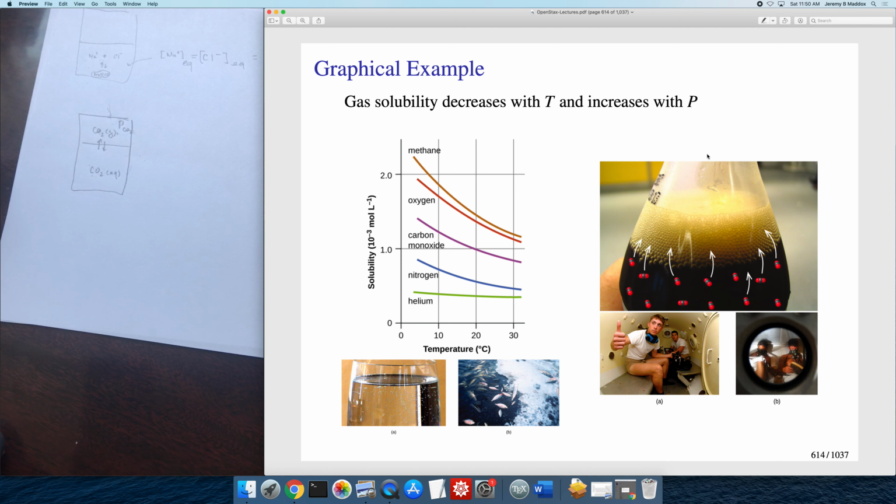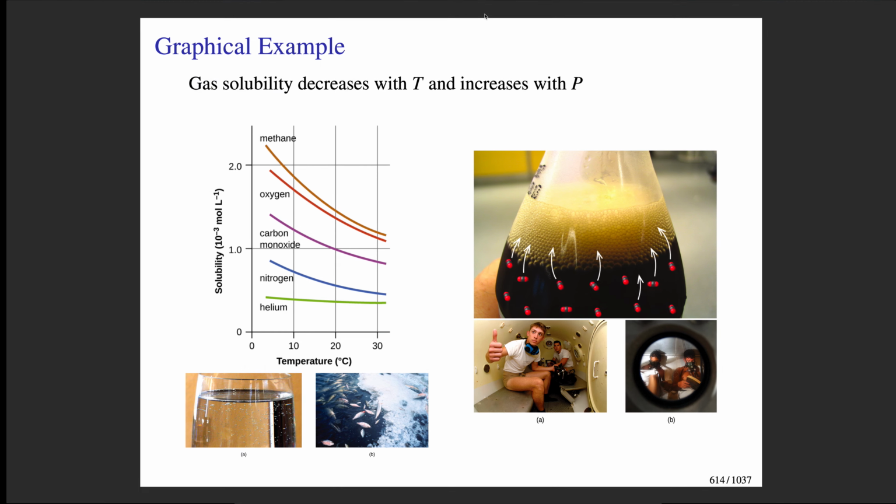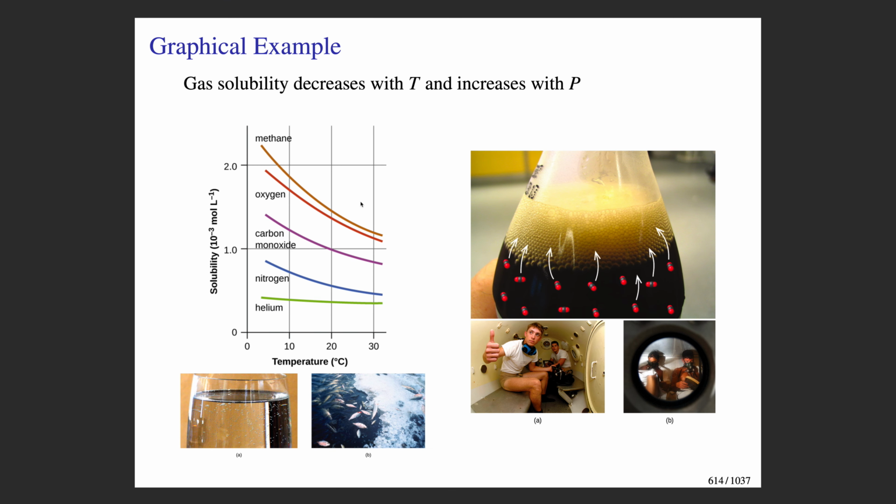These are graphical representations of the concepts that we had in the previous slide. This graph here on the upper left shows the solubility of different gases as a function of temperature. You can see that at a given temperature, let's say 10 degrees Celsius, these different gases have very different solubilities. That's because they're different types of molecules, and they interact with water differently.